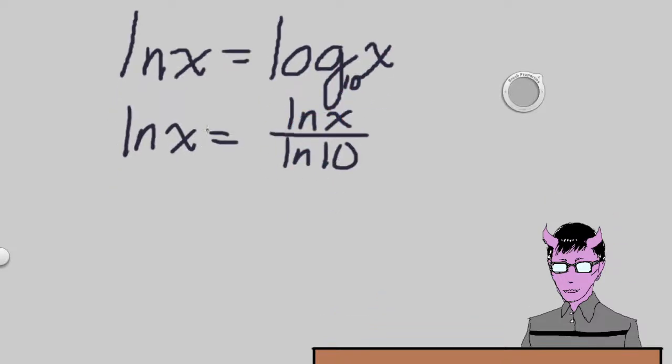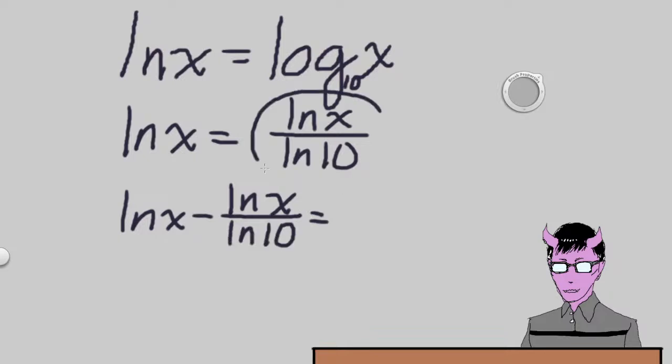Alright, so some moves are better than other moves. Don't start canceling things from both sides at the moment. I'm going to move everything over to one side. So let me move this one to the left hand side by subtracting it from both sides. So we're going to get natural log of x minus natural log of x over natural log of 10 is equal to, again, we subtract this from both sides, so we have 0.